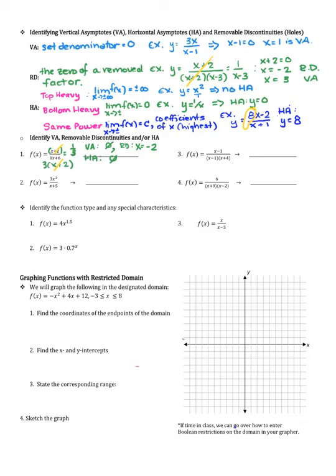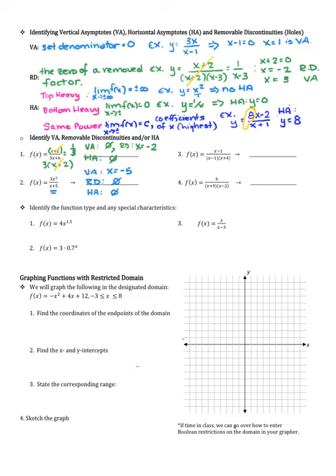Then in this next one, number 2, notice that it is top heavy. However, I do have a problem child in my denominator, so I have a vertical asymptote at x equals -5. I didn't remove any factors, so there's no removable discontinuity. And for the horizontal asymptote, since it is top heavy, it is growing without bound. There is no horizontal asymptote.